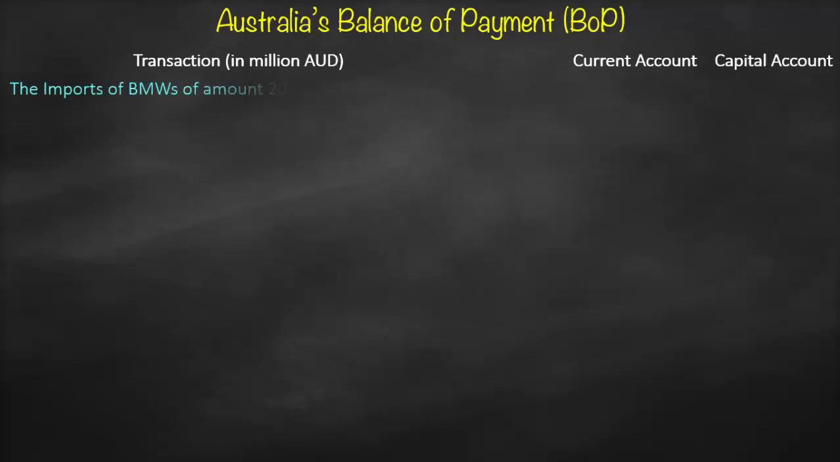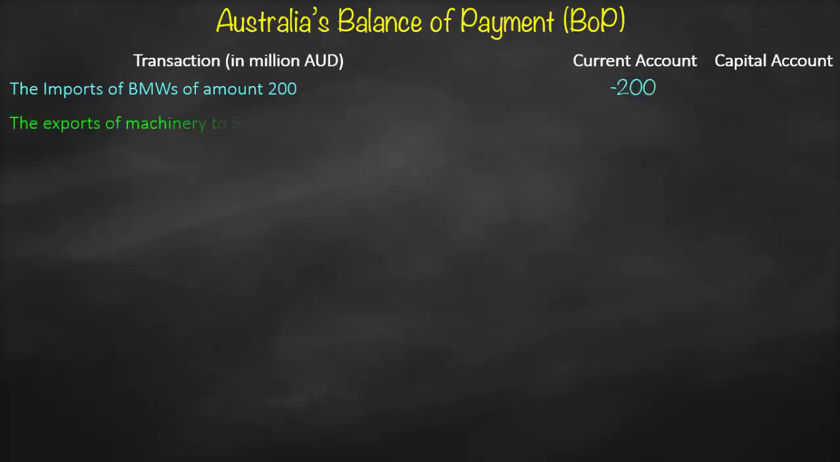Our first transaction: the imports of BMWs of amount 200 million Australian dollars. Remember, are imports one way or two way? It's one way because we're not going to export these BMWs in the future. Since it's one way, I will put it under current account. With imports, we get the BMW and we pay the money, so it will be negative. So right here, negative 200 under current account.